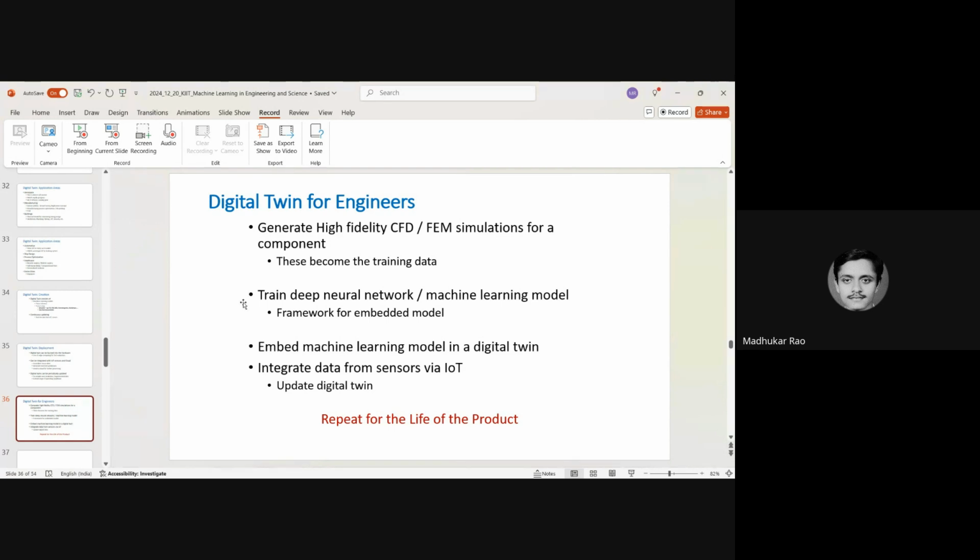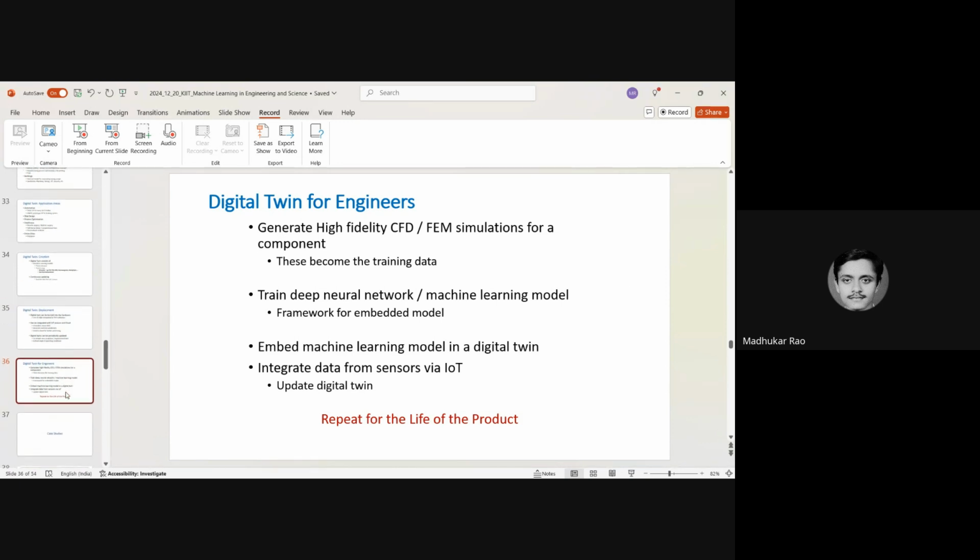So how will you, as engineers, how will we apply a digital twin to our products that we design and develop? We can generate high fidelity CFD FEM simulations for any component. These become training data. You can train your deep neural networks and machine learning models on that. Embed the model in a digital twin, integrate data from sensors via IoT, update the digital twin, and repeat for the life of the product. So you will have a digital twin which is updated continuously as part of the product life cycle.